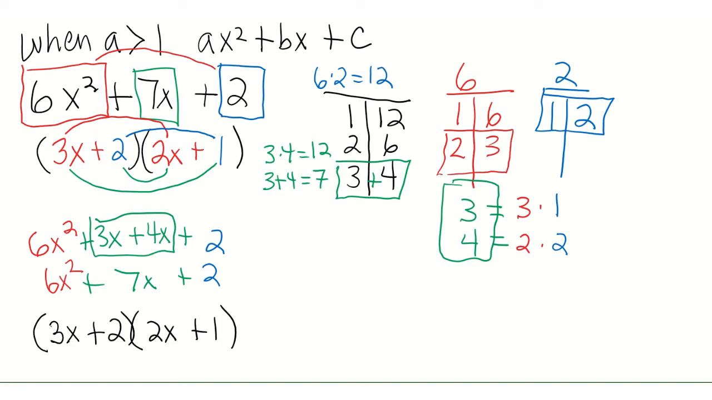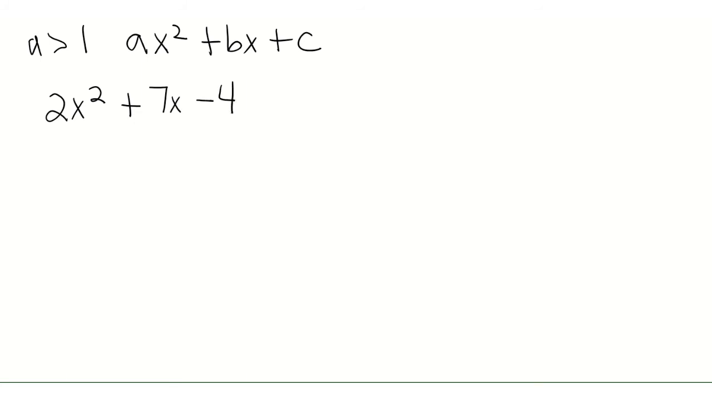Okay, let's look at another example. Once again, we're greater than 1, which means we have the formula ax squared plus bx plus c. So we're going to have the problem 2x squared plus 7x minus 4. Notice that our signs are different, so that's going to change our problem just a little bit. We're going to do the same thing that we did before.